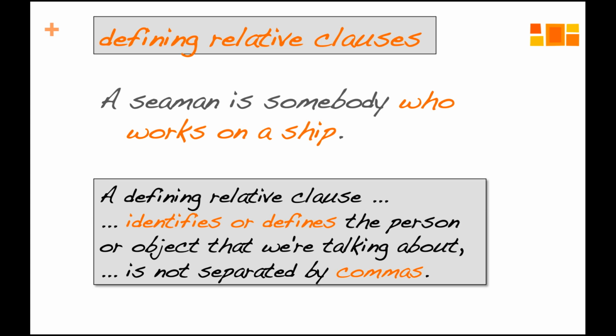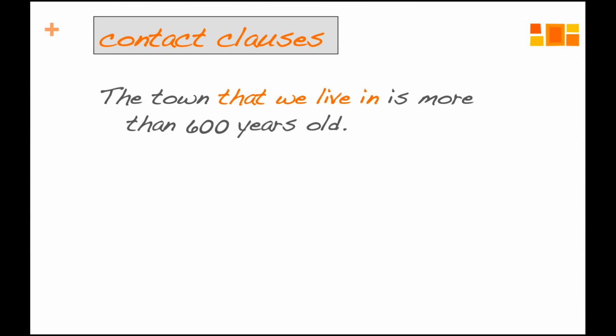Alright, I guess that's all we need to say about the defining relative clauses. The difference between the defining and the non-defining relative clause should be clear by now. And so we continue with the contact clause. The town that we live in is more than 600 years old. Now, from what I've just told you, you know that "that we live in" is a defining relative clause. There is no comma, and we have "that" in it, which isn't possible in a non-defining relative clause.